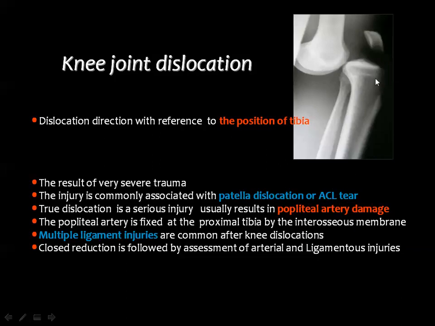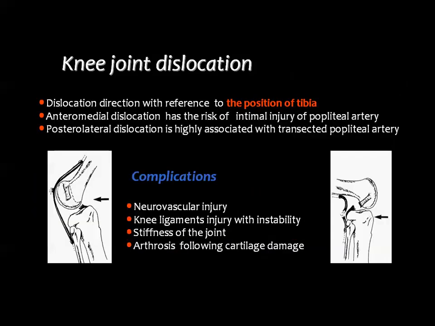This, of course, is the result of a severe type of trauma, and it may affect the patella, which is usually dislocated, and a lot of soft tissue injuries will happen inside the knee joint, especially the rupture of the anterior cruciate ligament. Also, the dislocation of the knee will affect the vessels in the popliteal fossa, especially the popliteal artery, and the injury will depend on the direction of the dislocation.